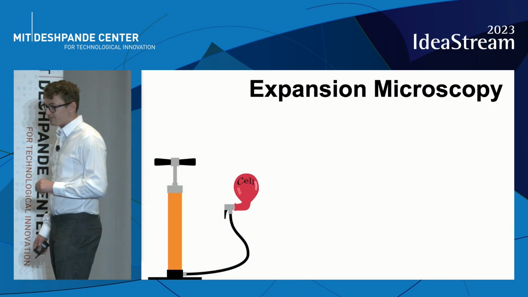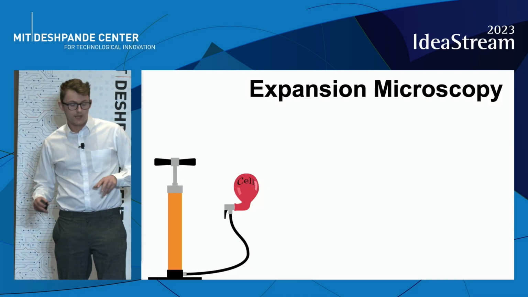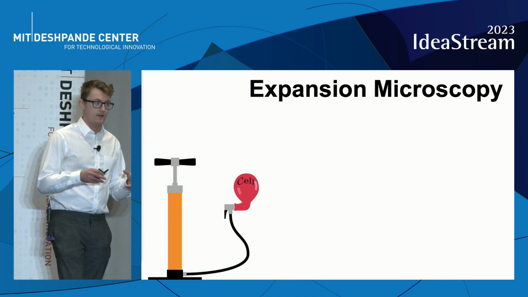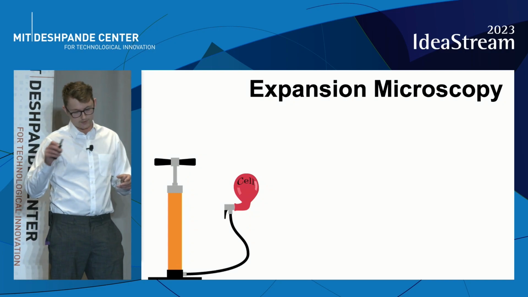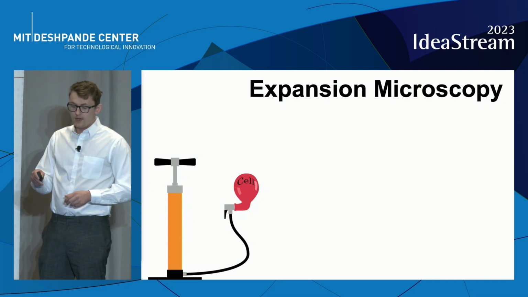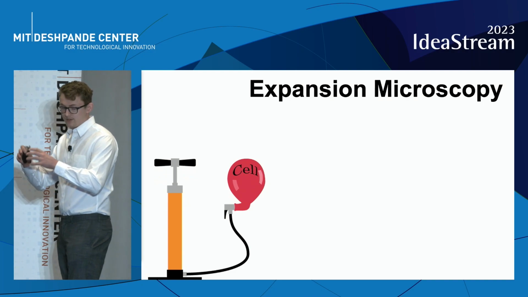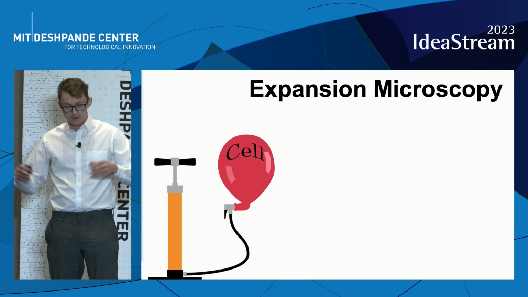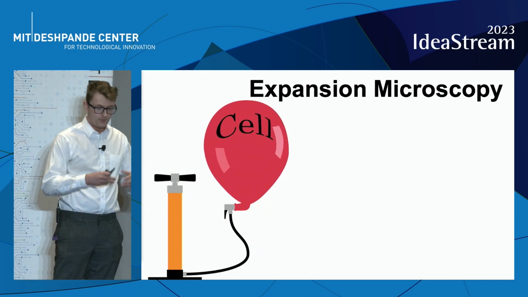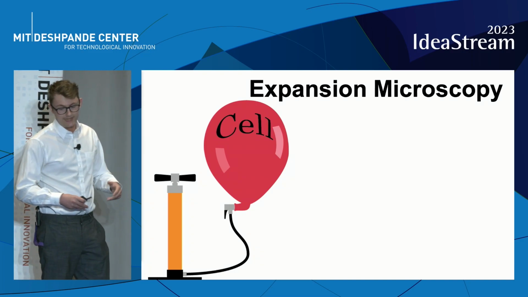expansion microscopy. To understand how expansion microscopy works, imagine that I have a deflated balloon and I write some text on it, the word cell in this case. As I inflate that balloon, the text on the surface is going to expand with the surface of the balloon. And you're going to get a bigger word that's easier to read.